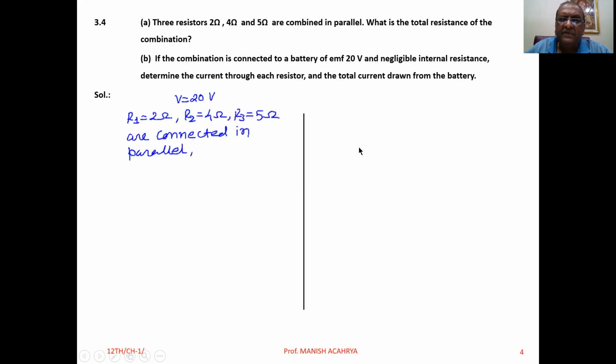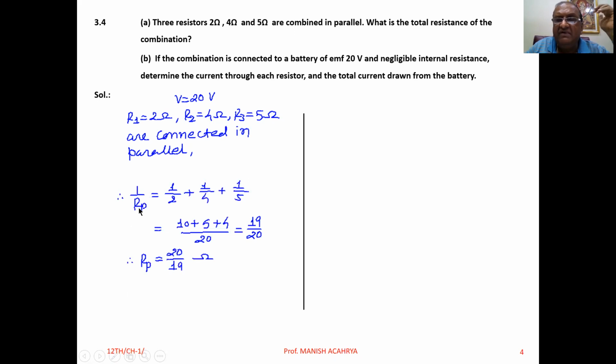Now see, supply voltage, that is 20 volt. Three resistors are given to you. R1, that is 2 ohm. R2, that is 4 ohm. R3, that is 5 ohm. And all these are connected in parallel.